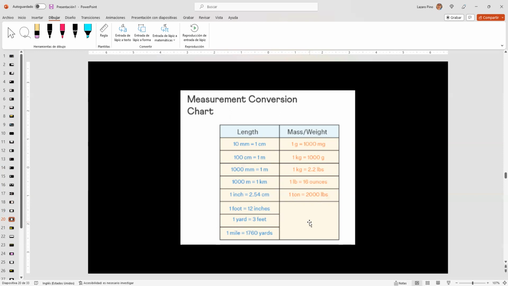If you go to any book of chemistry, especially the one that you're going to use, you can find different conversions that can be used in calculation.